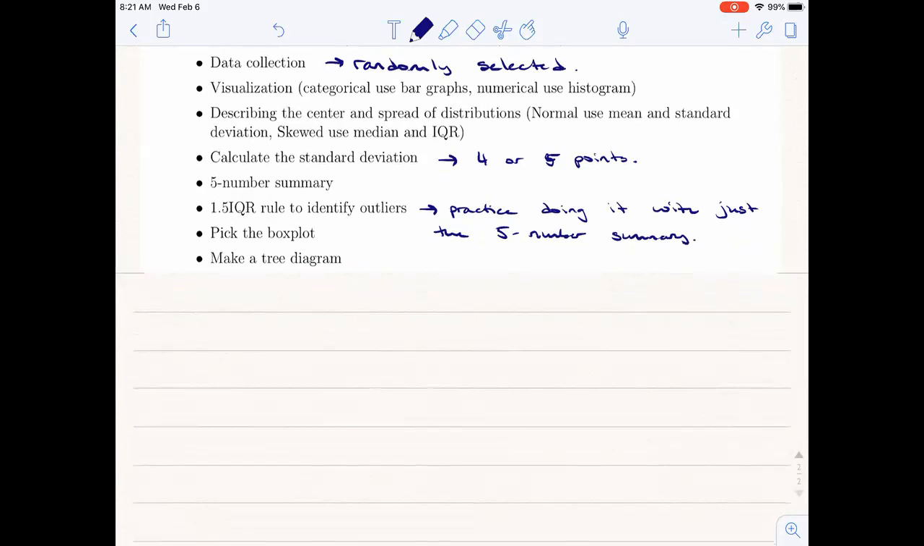And then given the 5-number summary, pick a box plot. A box plot has the median in the center, and then the quartiles make up the rest of the box. And then it goes to the min and the max, or to the values inside the lower and the upper bound. And then outliers are denoted by stars.